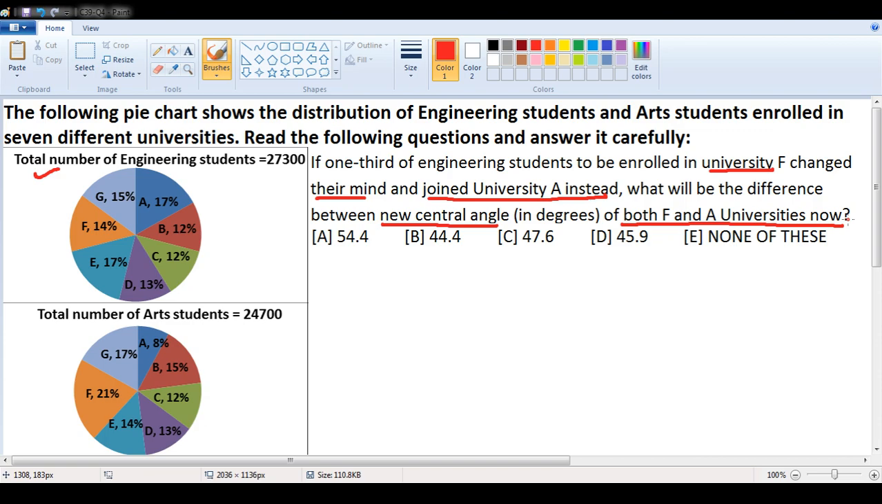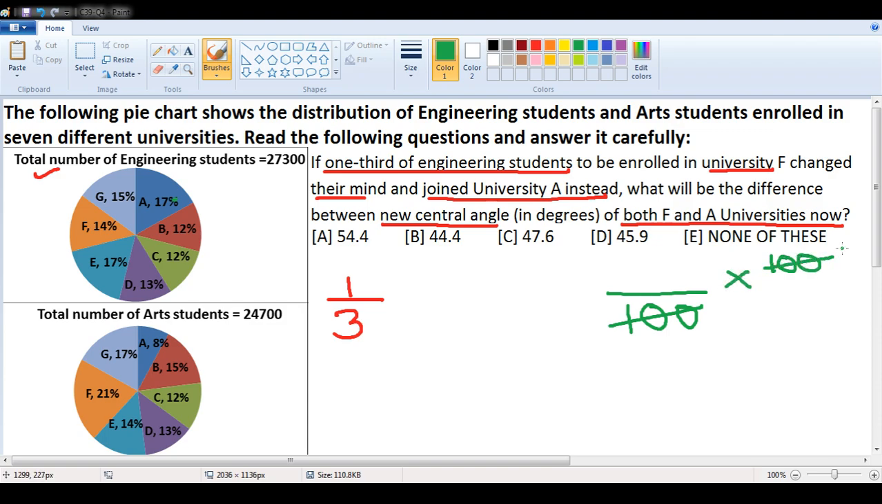Now listen to this carefully. First of all, the question says one third of engineering students. That is 1 by 3. First of all, the values given inside the pie chart are given in terms of percentage. Percentage is something divided by 100, right? To eliminate this 100, I will usually take the number as 100 so that I will not have any fraction. 100 and 100 will cancel.